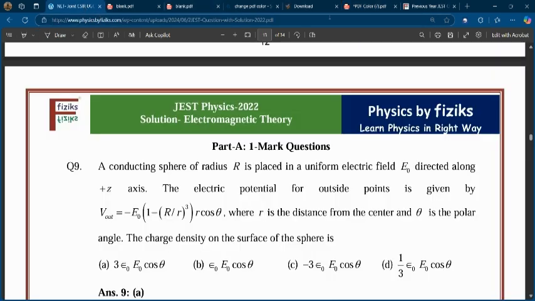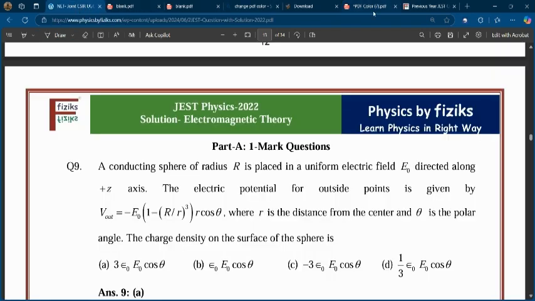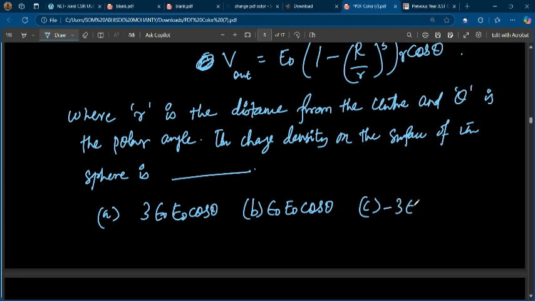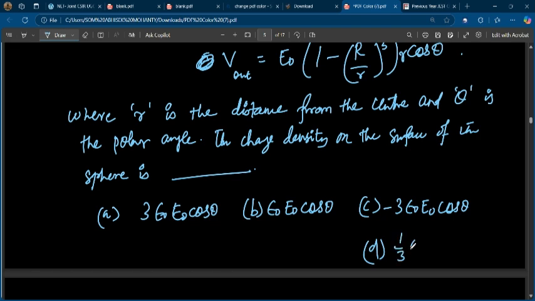Option A, 3 epsilon naught E naught cos theta. Option B, epsilon naught E naught cos theta. Option C, minus 3 epsilon naught E naught cos theta. And option D, 1 by 3 epsilon naught E naught cos theta. So this is the question.